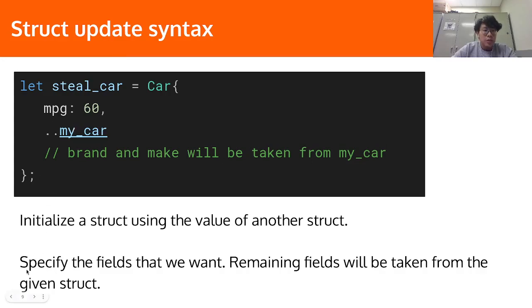First, we specify the fields that we want. For example, if we want to specify the MPG, we can do 60. If we want to specify the brand, we can add another line, brand, and then we can do String::from something. The remaining fields that are not explicitly specified will be taken from the struct that is given. In this case, we'll take it from my car.